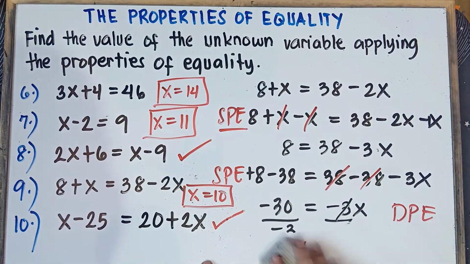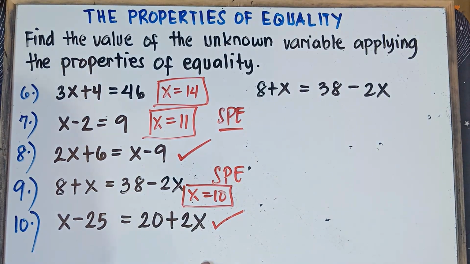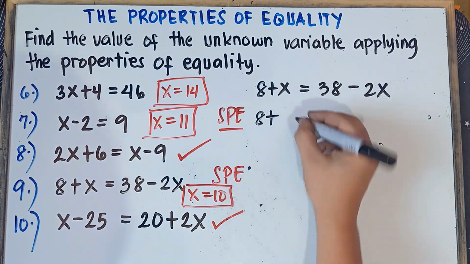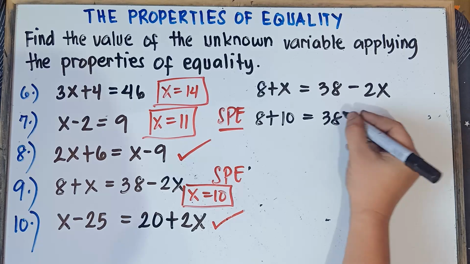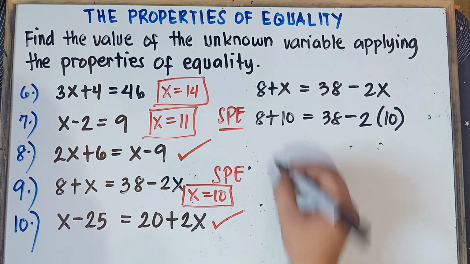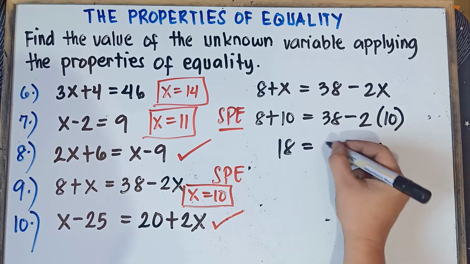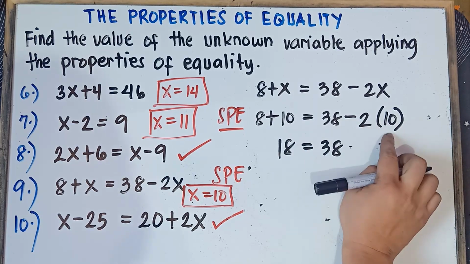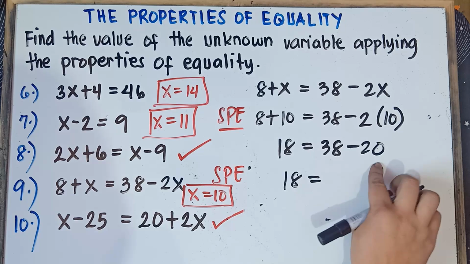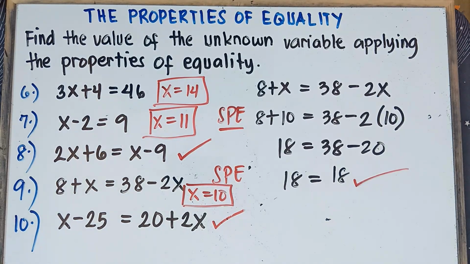Alright, so let's check our answer. From this given equation, our x is equal to 10. So 8 plus our x, which is 10. 8 plus 10 equals 38 minus 2 times 10. So 8 plus 10, of course, this will be 18. Equals, copy 38, negative 2 times 10, that would be negative 20. Copy 18 equals 38 minus 20, that would be 18. Correct. That's it, class. All set.